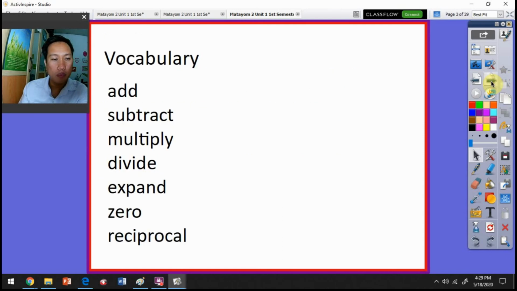Okay, so now we will move on to our lesson. Now our vocabulary is a little bit more compared to our second lesson, I think. We have add, subtract, multiply, divide, expand, zero, reciprocal. Reciprocal. Okay, remember that word. We will use that in M3 as well, reciprocal.